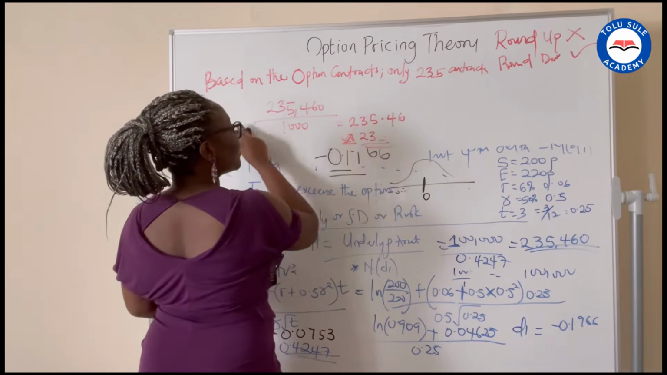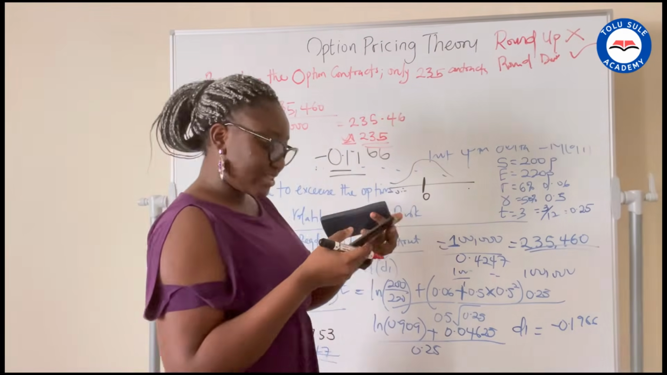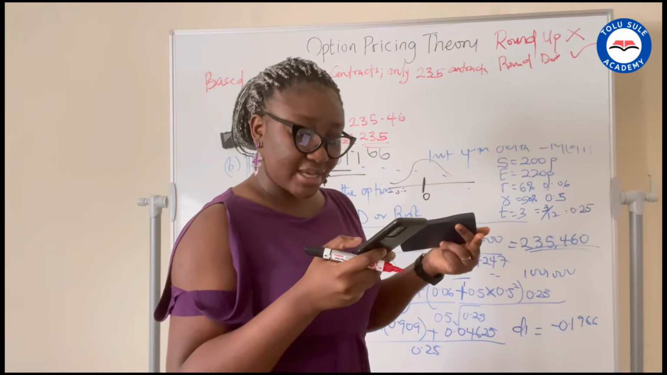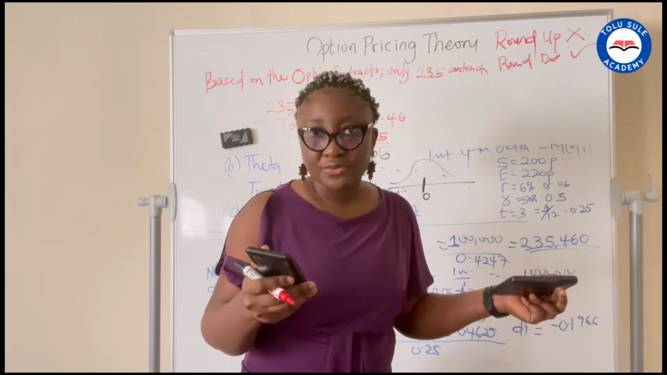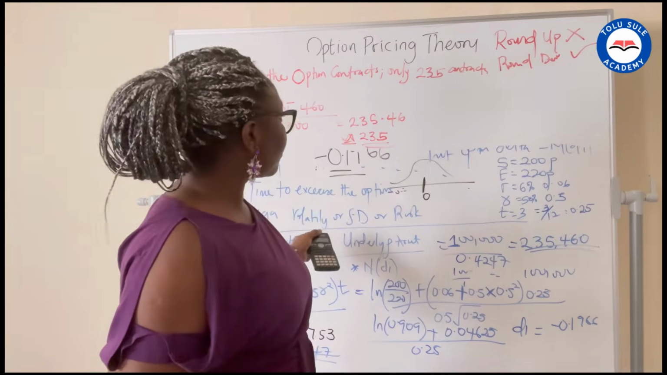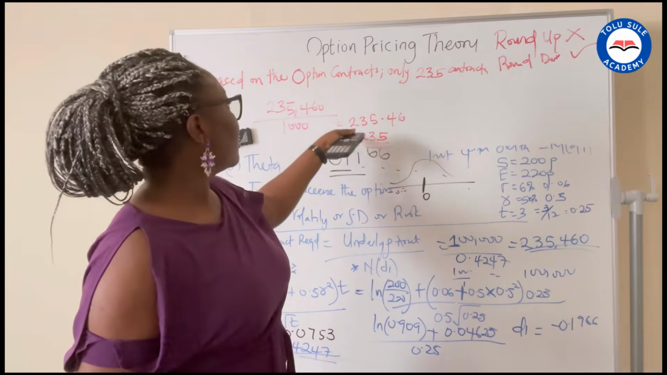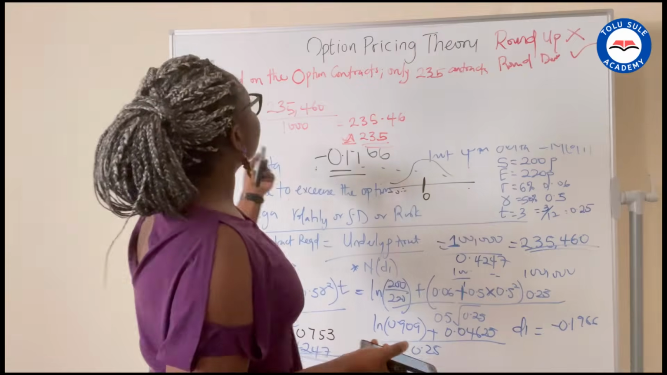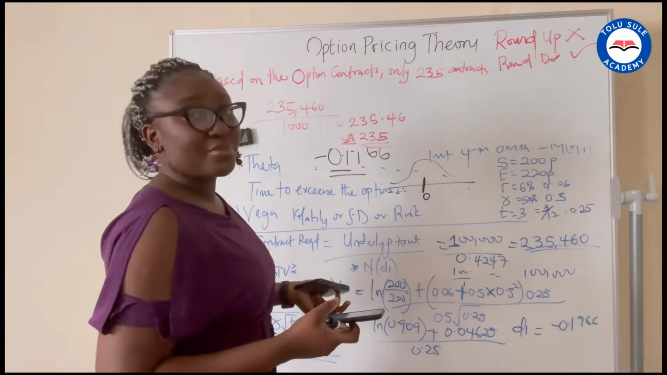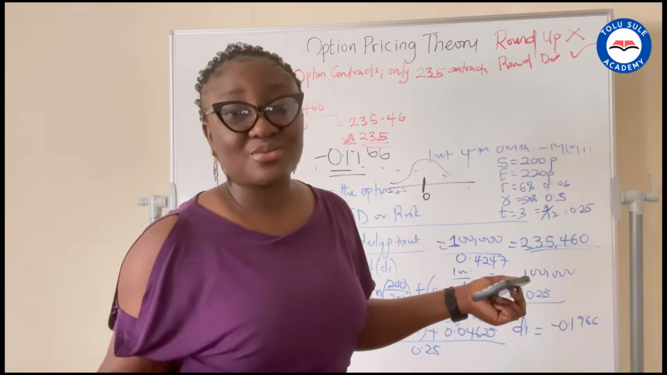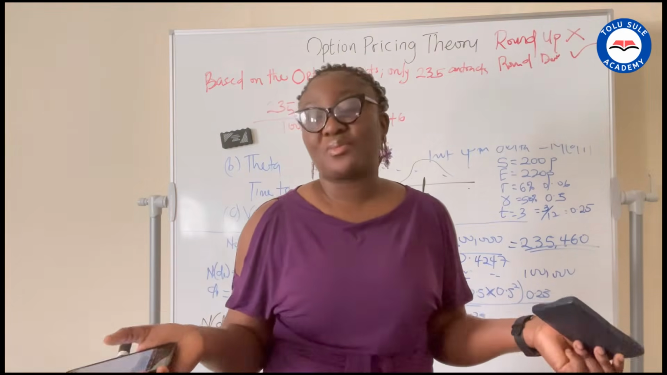So they are asking you, they said comment upon whether or not such hedge is likely to be totally successful. Honestly, it looks successful until we got to this part. So your comment will be based on the option contract. Only 235 contracts can be bought. Therefore, it is not totally successful. That's the 2 marks, and you will get your 15 marks.